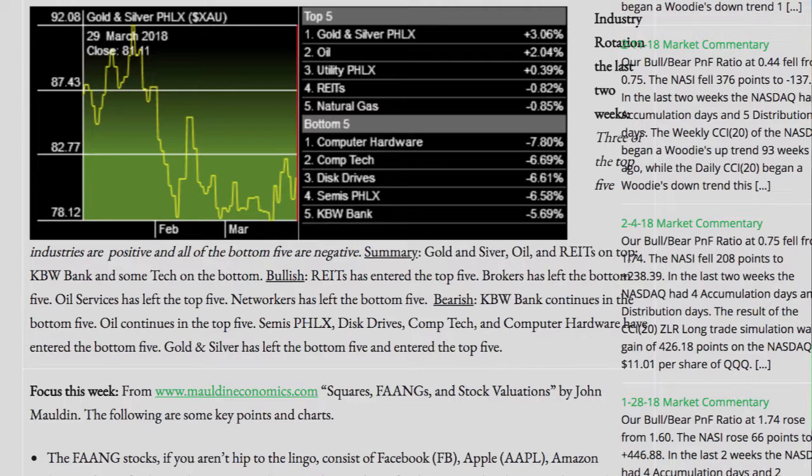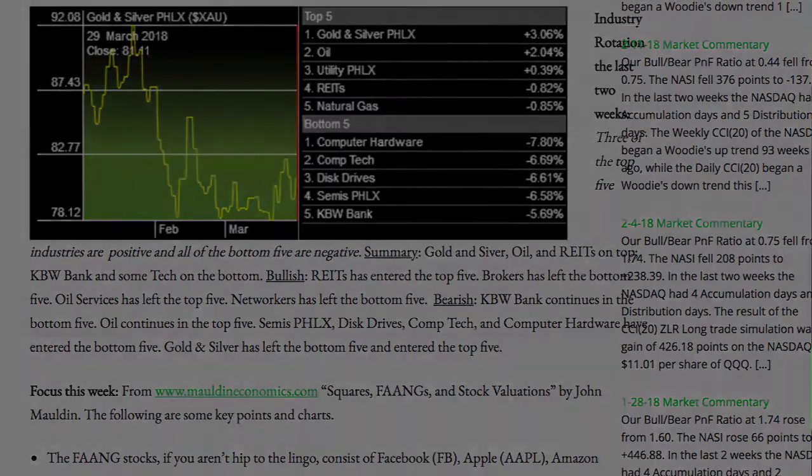Bullish, REITs has entered the top 5. Brokers has left the bottom 5. Oil Services has left the top 5. Networkers has left the bottom 5. Bearish, KBW Bank continues in the bottom 5. Oil continues in the top 5. Semis, disk drives, comp tech, and computer hardware have entered the bottom 5. Gold and silver has left the bottom 5 and entered the top 5.